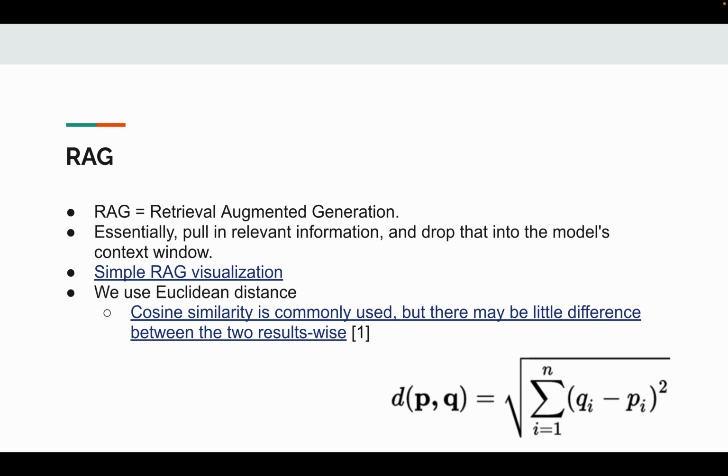So the way we get around that is via RAG, or retrieval augmented generation. Essentially, this is just the process of pulling in important information based on the user's prompt and giving that to the LLM so that it can better respond. This is done by putting all potentially relevant information into what's called a vector database and performing a similarity search using the received prompt.